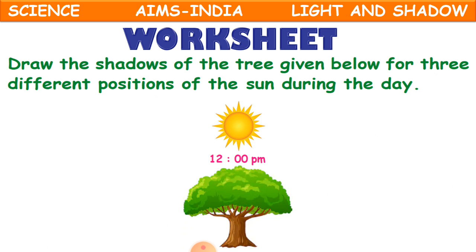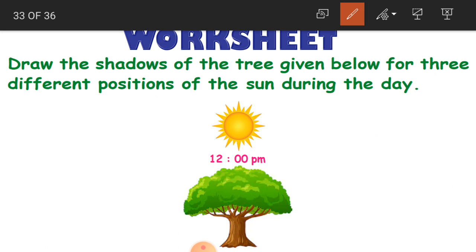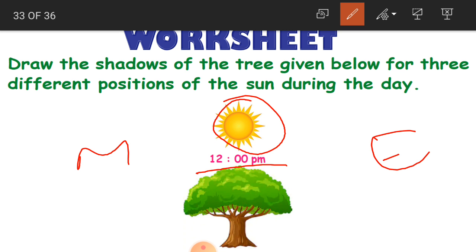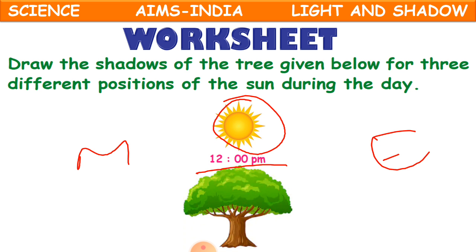Clear? So here is one more exercise. Draw the shadows of the tree given below for 3 different positions of the sun during the day. So here you have the sun, children. You have to draw the shadow. So what did we learn? In the mid-afternoon, that is 12 p.m., the shadow is shorter, whereas in the morning and evenings, the shadow is longer. That you have to draw with your drawings.